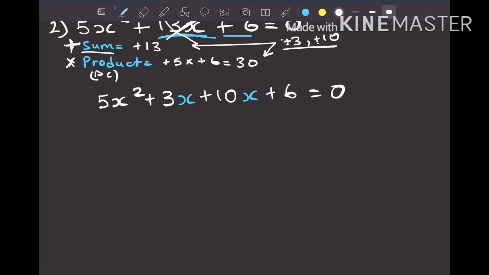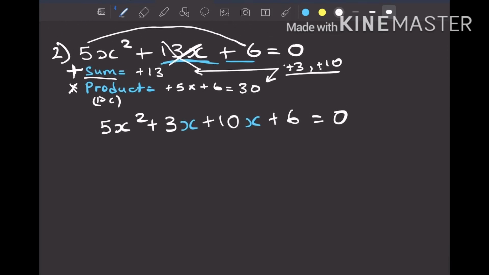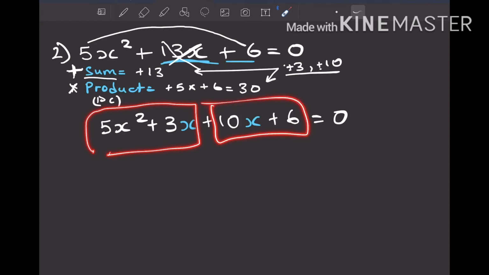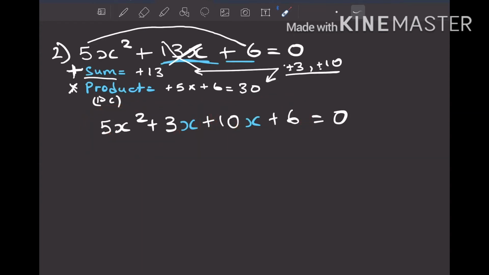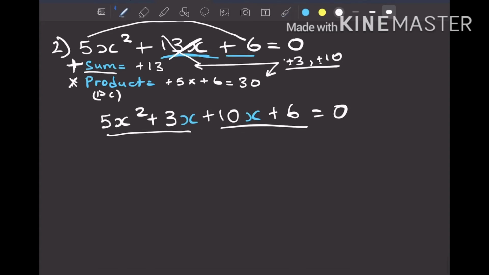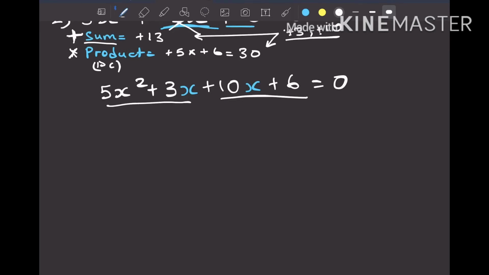So let's separate them. Since there are 4 terms, as we did in the previous equation, let's divide them into 2 parts. So 2 terms here and 2 terms here. And then we can make a line. I always make a line under them so I can know what I'm working with. And then we factorize them separately. So let's look at this.